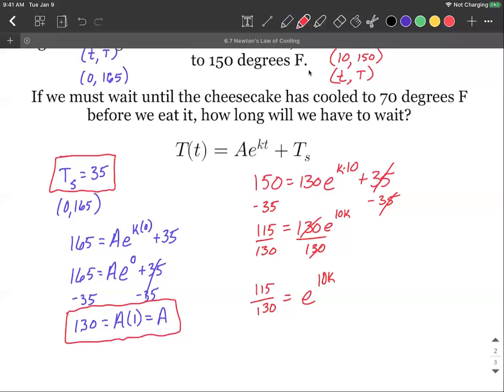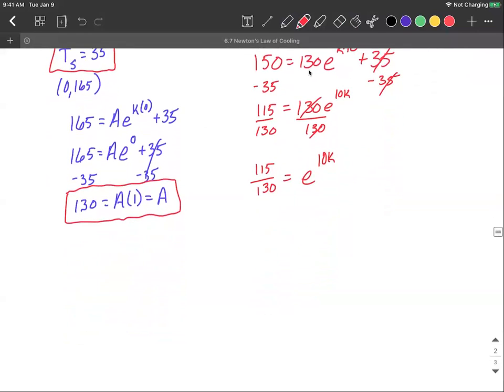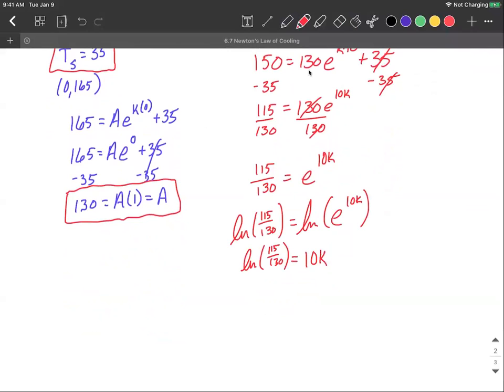All right, next up, we have an e raised to the power. So that e is kind of a good indicator. We want to use a natural log on both sides. So natural log of 115 over 130 equals natural log of e raised to the 10k. And because we use the natural log and e was the base, we're going to get really nice canceling out on the right side and get 10k left over. Just left with the exponent, 115 over 130. And finally, to get k by itself, we just divide both sides by 10.